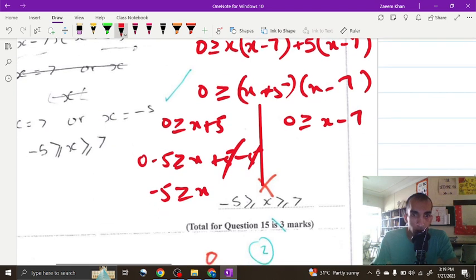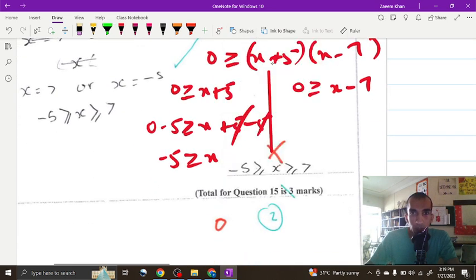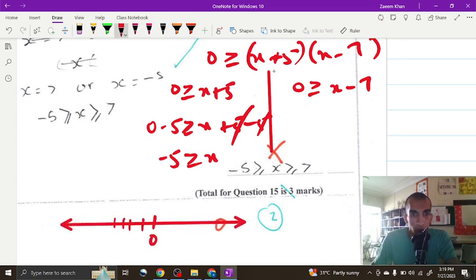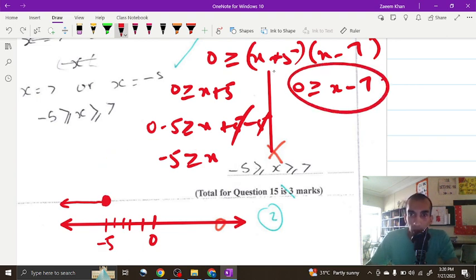If I were to draw this on a number line, this is what it would look like. This is negative 5. If x is less than or equal to negative 5, that means do I go on the right or do I go on the left? Go to the left, x is less than negative 5. Okay, let's do the other one now.